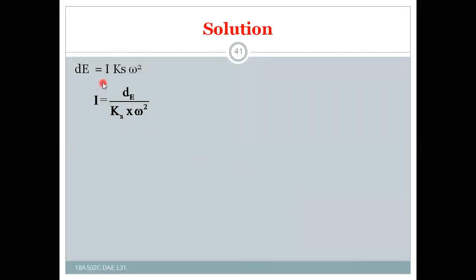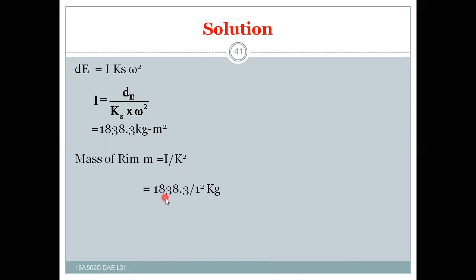And dE is equal to I Ks omega square, so I is equal to dE by Ks omega square. Then you will get I as 1838.3 kg meter square. Mass of rim m is equal to I by K square. This we will also get. Then the mass of the rim is 1838.3 kg.